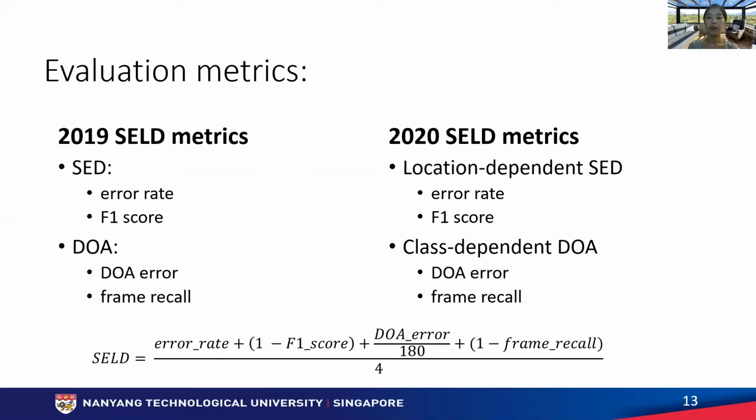There are two evaluation metrics available for SELD tasks. The 2019 metric evaluates SED and DOA separately, while the 2020 metric takes into account the association of the sound classes and their directions. We use the 2019 metric to evaluate our individual subtasks and use the 2020 metric to evaluate the final task.